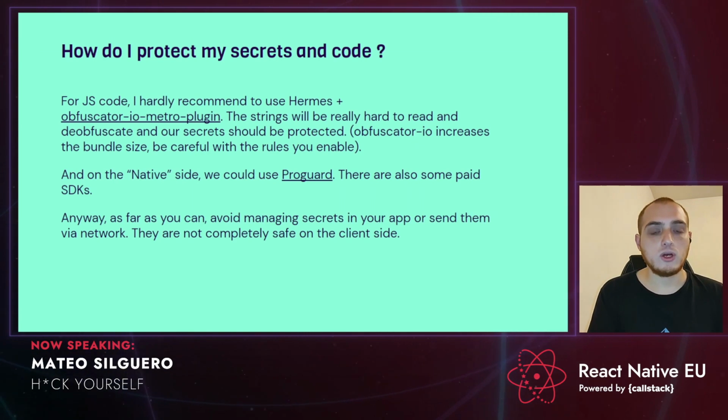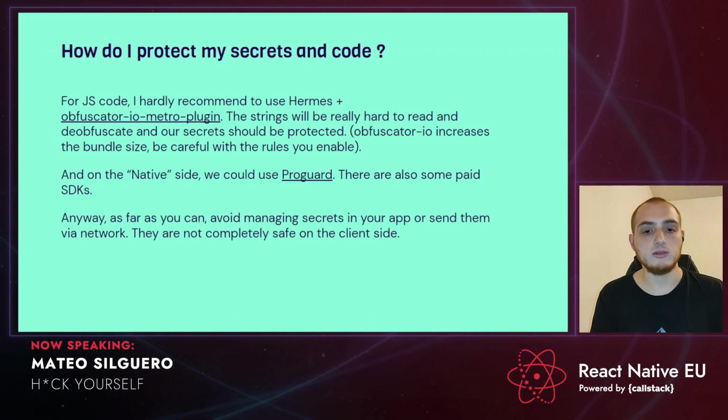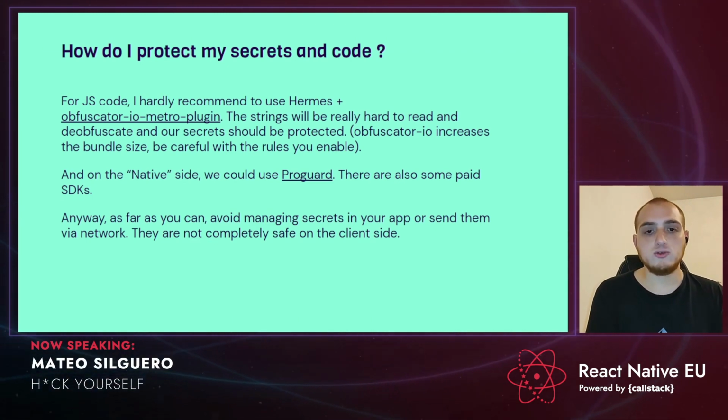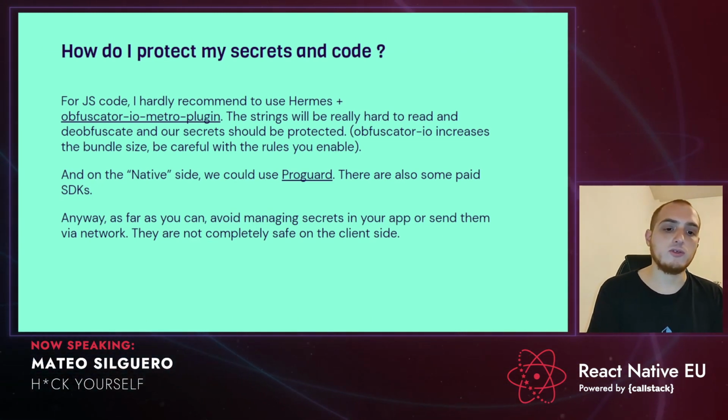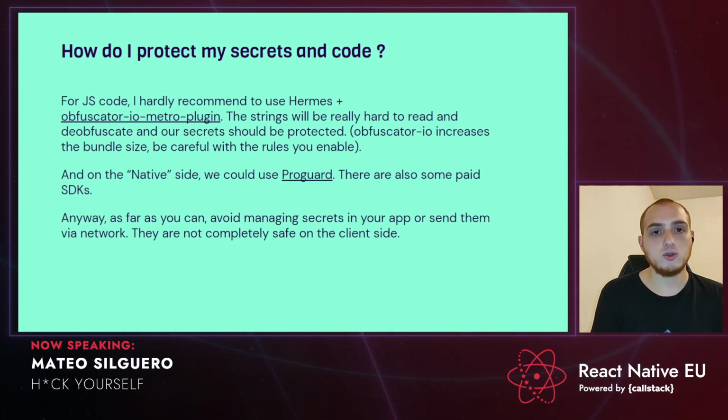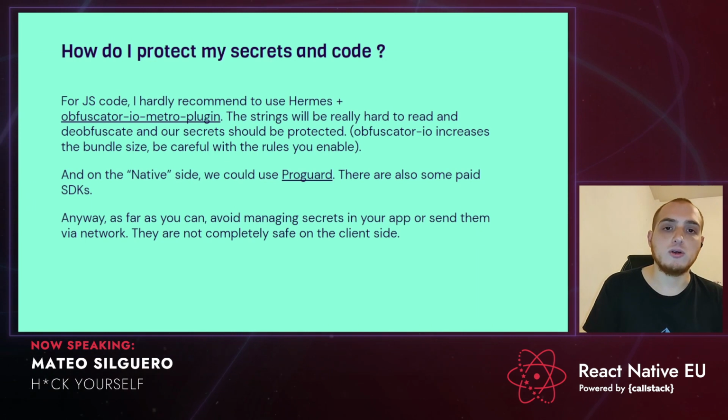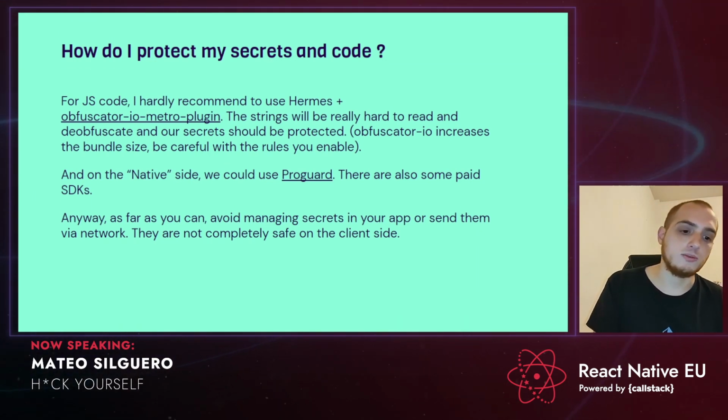Then, how do I protect my secrets and code? For JS code, I highly recommend using Hermes plus Obfuscator.io, which is a Metro plugin. So the strings will be really hard to read and obfuscated, and our secrets should be protected. Be careful with the rules you enable on Obfuscator.io, because it increases the bundle size.